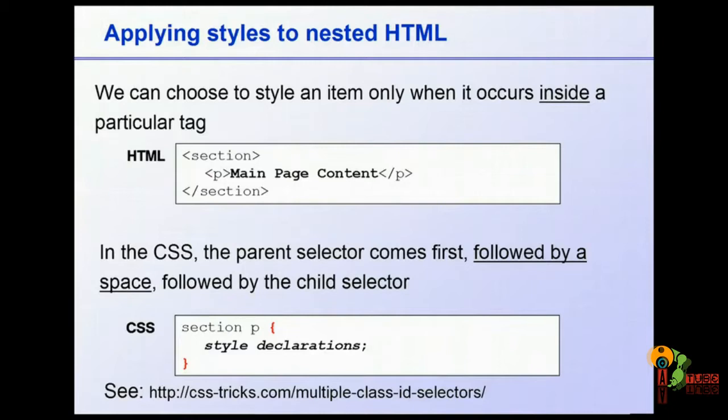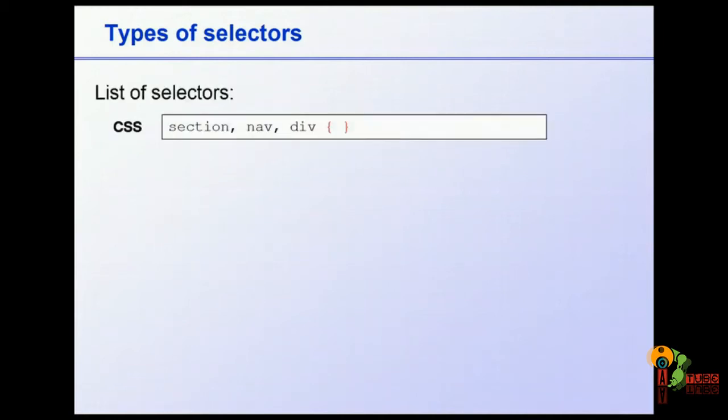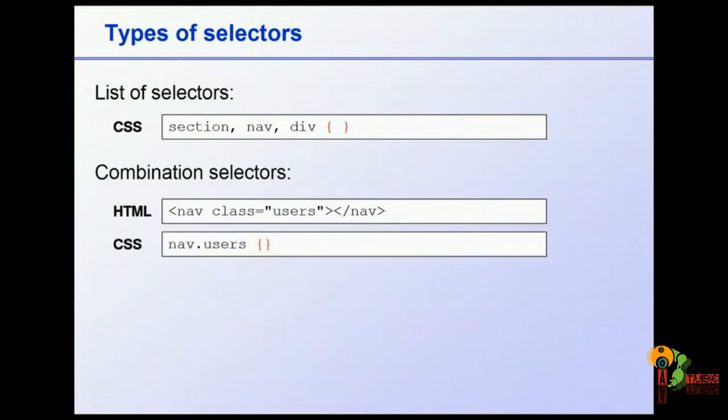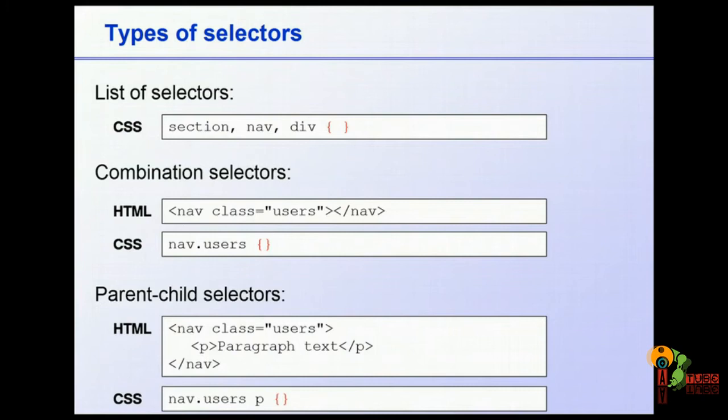Here's another link to the very useful website csstricks.com, where Chris Coyier explains multiple class and ID selectors. These various types of selector allow for pinpoint accuracy in styling. You just have to take care and remember that a list of separate selectors, being styled alike, is separated by commas. A combination selector, targeting an HTML element which has an ID or class name applied to it, has the element name and class or ID name concatenated together, with no space. And finally, a parent-child selector, targeting one item inside another, has a space in between the parent selector and its child.